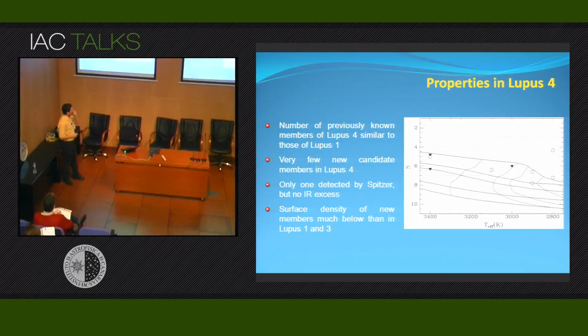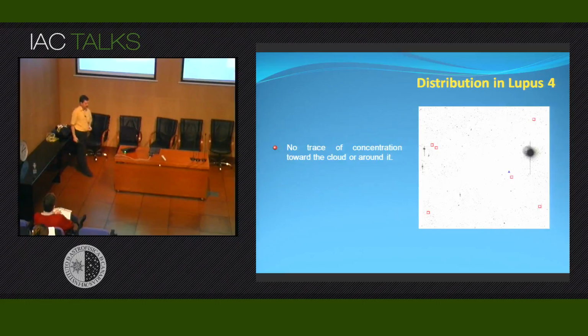population, that we find new populations of candidate members in Lupus 1 and 3, but this is nearly absent in Lupus 4. The new populations are especially concentrated in Lupus 1 and 3, but not as closely concentrated towards the dark clouds as they are in Lupus 1 and 3. We don't find a significant age difference between the known and candidate new members.